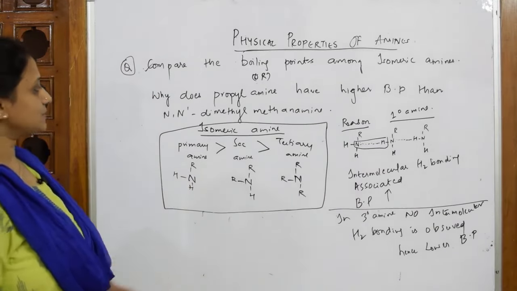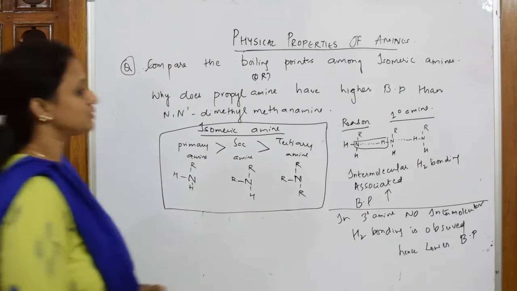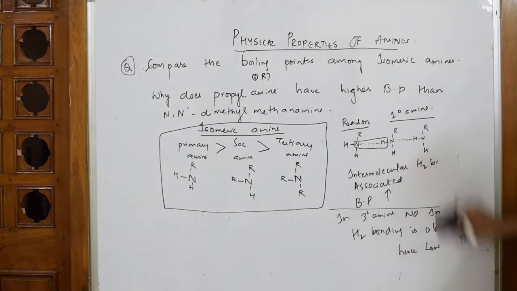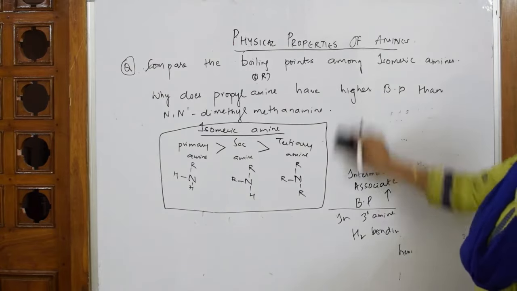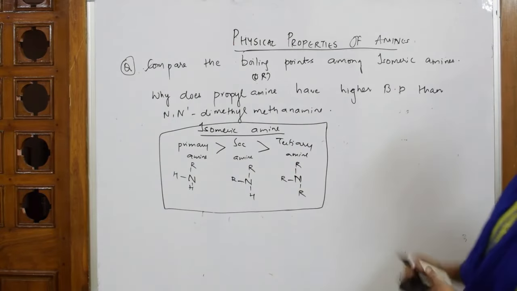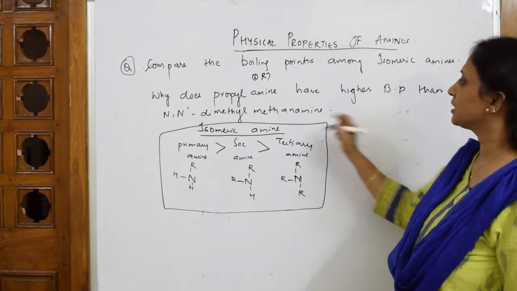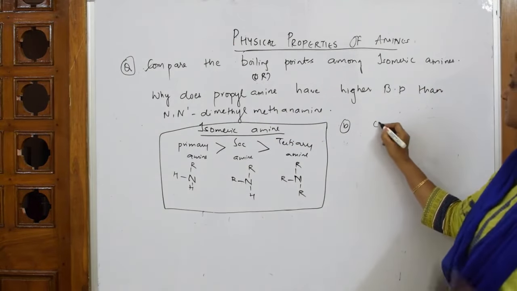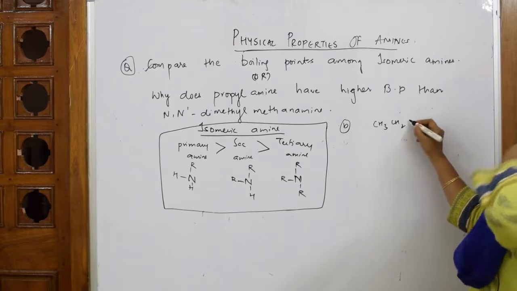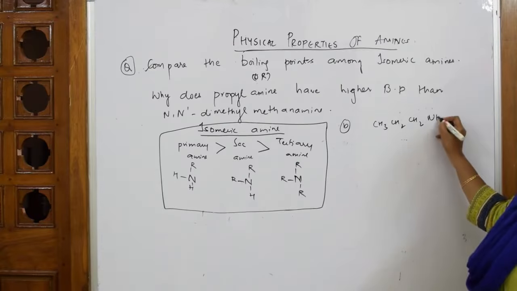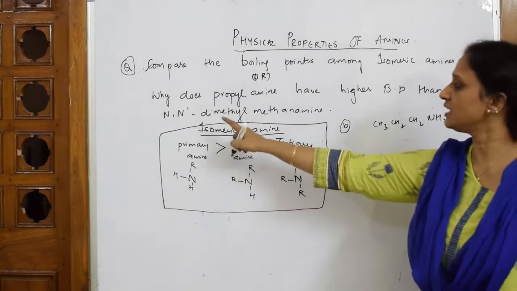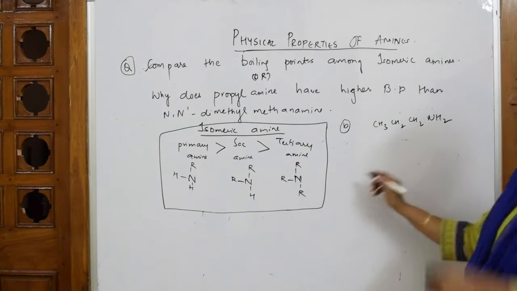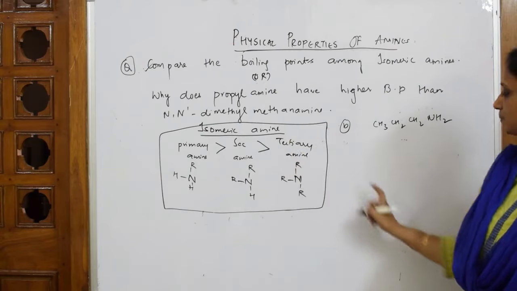With this concept, they asked me to compare between these two. Let us erase this part of the board. What do I have in this part B? Why does propylamine have higher boiling point? Let us write what propylamine is: CH3, CH2, propylamine. They've asked me N,N-dimethylmethanamine. It's a simple compound, there's nothing big in this logic. I'm writing this compound here.